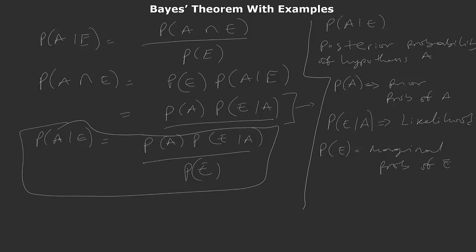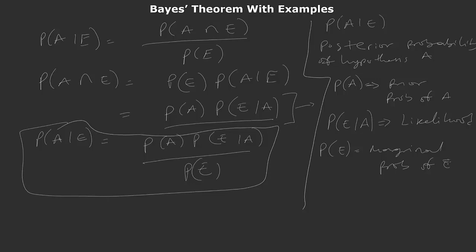But then there's one more thing I need to talk about, which is how do you compute the marginal probability of E? It's generally calculated in a very tricky way because typically you don't measure the probability of E in real life.